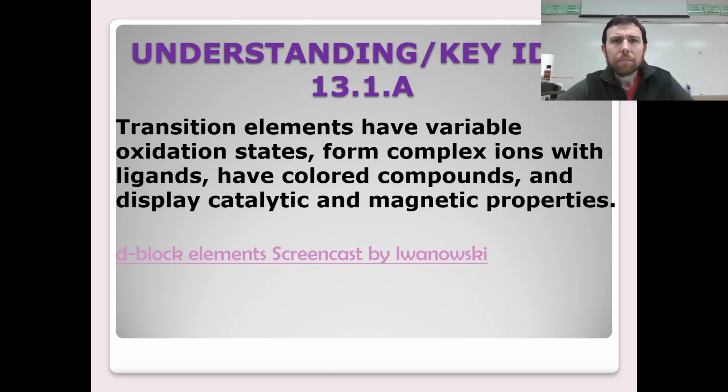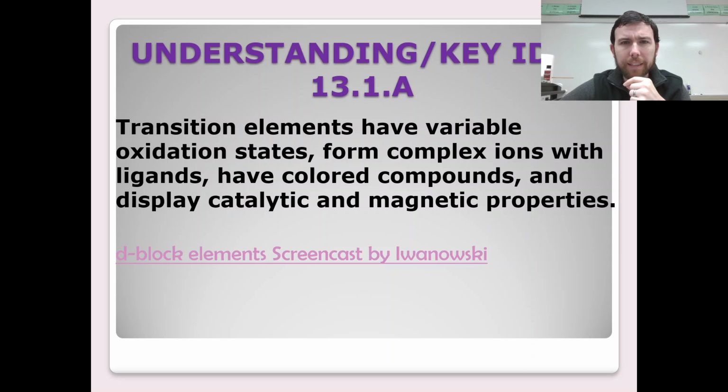Now, what we're going to be taking a look at first is how the transition elements have variable oxidation states, form complex ions with ligands, they have colored compounds, they have catalytic properties and magnetic properties. Hopefully these terms are not new to you guys, but we're going to be looking at those things. But before we can dive into that, we need to get just kind of a good overarching view of what we're going to be looking at with the D block elements in terms of their physical and chemical properties first and foremost, before we dive into some of those things.